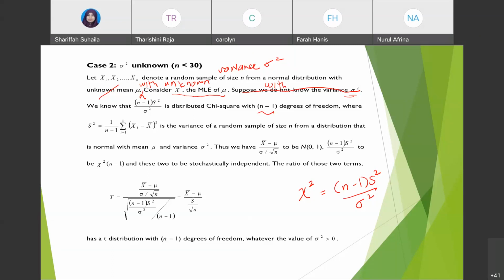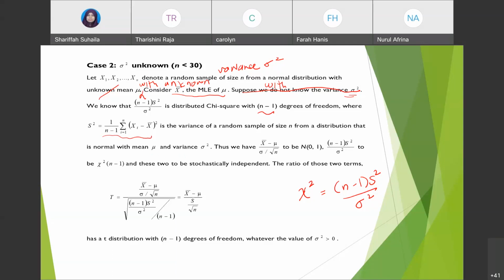Okay. And then, where your s square here, ini sample variance ni. S square, this is the formula for your sample variance. S square is given as summation xi minus x bar square over n minus 1. So this one is the variance of a random sample of size n from a distribution that has normal with mean mu and also variance sigma square. Okay, so that one so kita ada n minus 1 s square over sigma square is chi-square distributed with n minus 1, and then s square tu adalah summation xi minus x bar square over n minus 1. It is a variance of random sample from the normal population yang ada mean mu dengan variance sigma square.